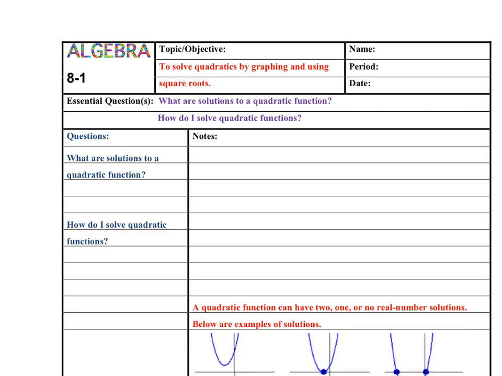Alright, so today we're starting a new chapter on solving quadratic equations, and it is 2:12:19 today. So the first question is, what is a solution to a quadratic function?